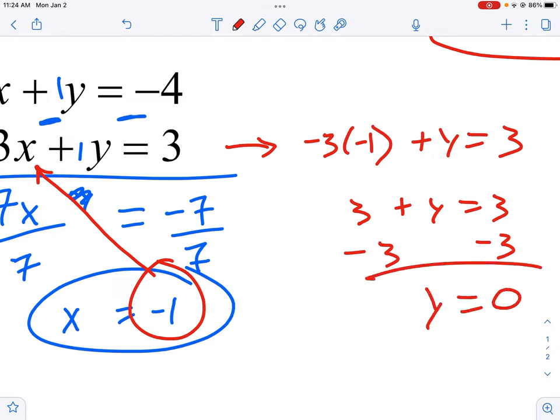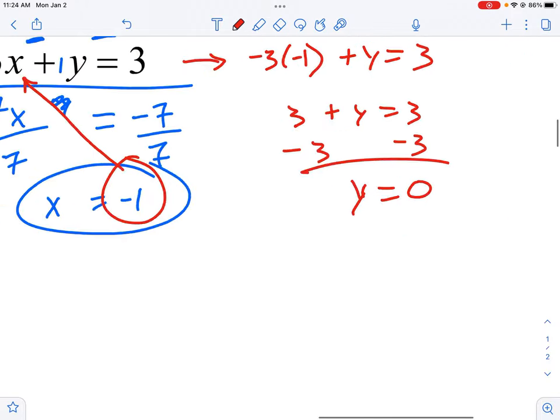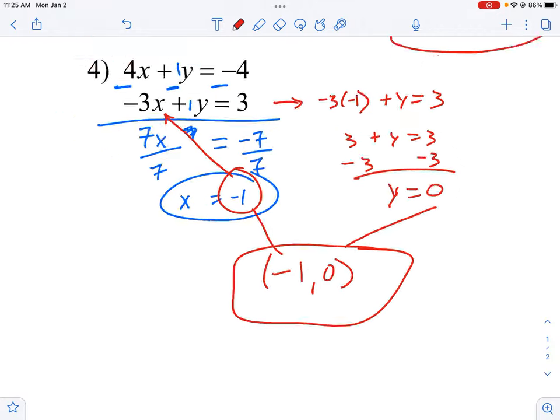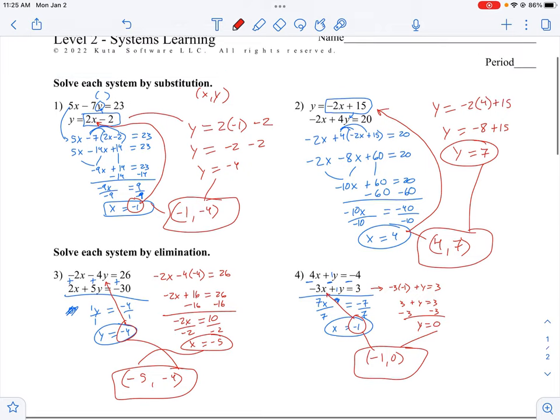And now we got 0. Oh, y is just 0, but that's okay. We got x is negative 1, y is 0, so we get the point negative 1, 0. It goes like that. And voila, we got our answer. So there you go. That's level 2 systems.